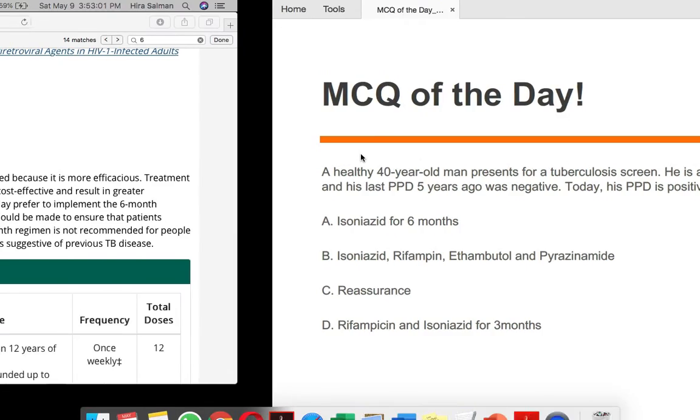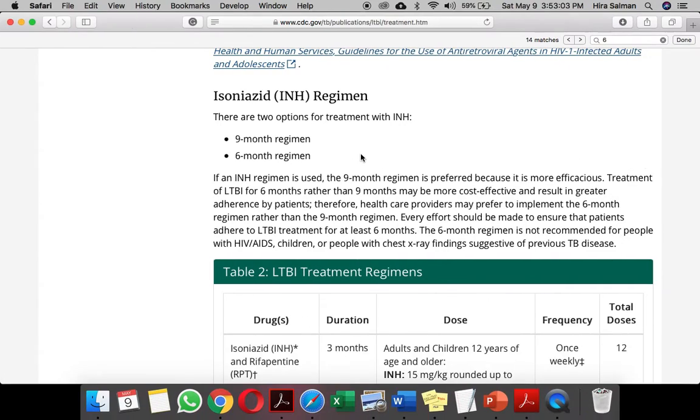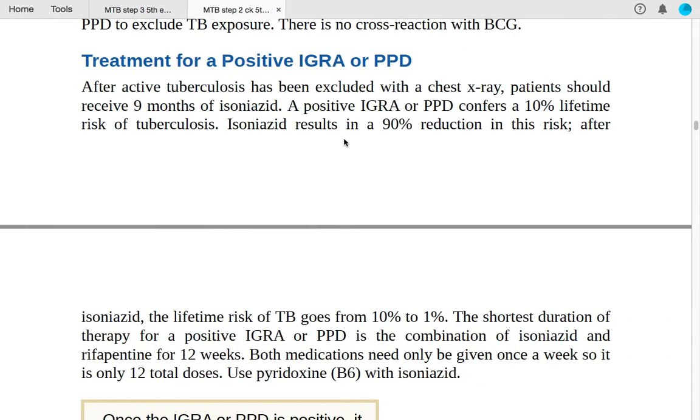So it's very obvious we are dealing with latent tuberculosis. First, see in this MTB Step 2 CK, it's mentioned: after active tuberculosis has been excluded, and how we did that is by doing a chest x-ray. And here in our patient, the chest x-ray is normal. So the patient should receive 9 months of isoniazid. So here MTB is saying that we have to give 9 months of isoniazid, right?